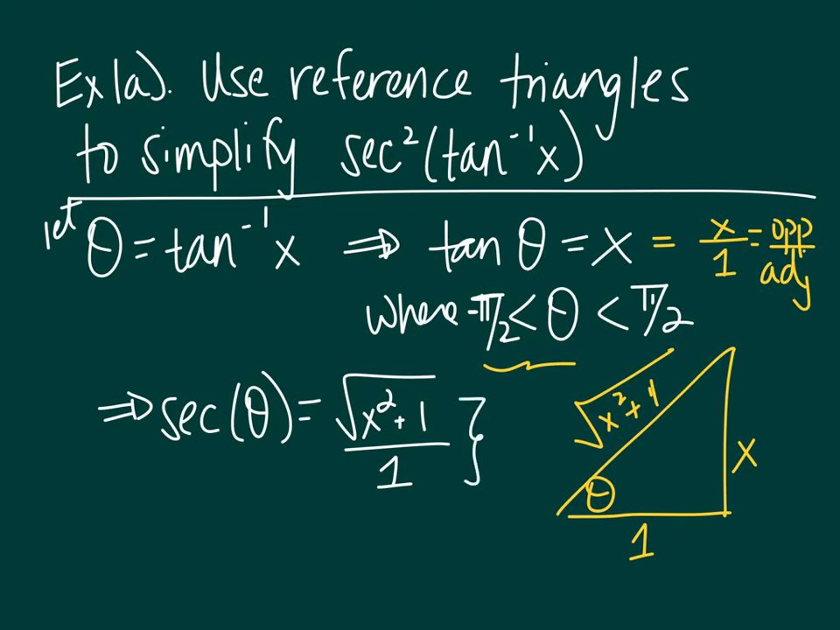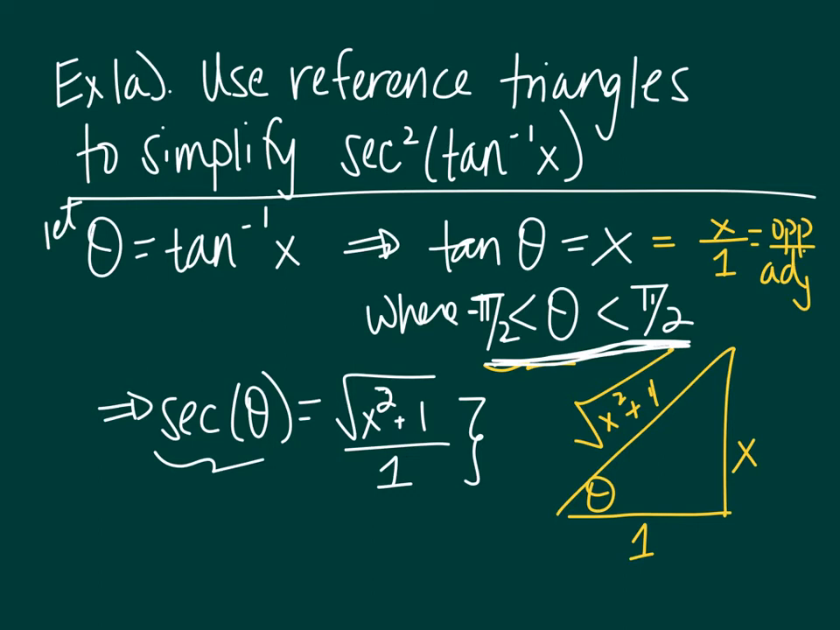So the way I've written this, my answer here is always going to be positive because I have a square root over 1. And so I just need to check, is secant always going to be positive for these values of theta? And if you remember, cosine between negative pi over 2 and pi over 2 is always positive. So secant will always be positive. So I know that I have the correct sign here. I know that it's always positive.